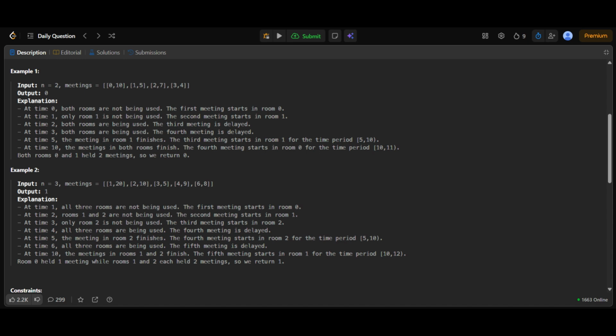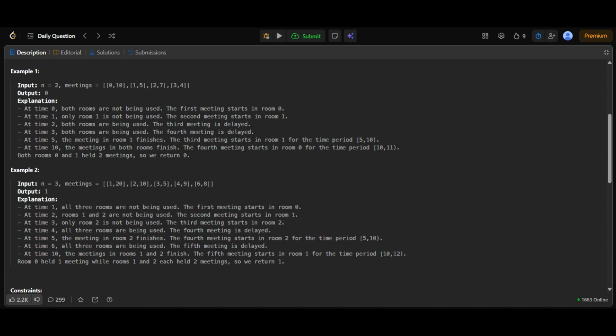Now when the meeting at time 2 tries to start, both rooms are already in use. Since there is no free room, the meeting is delayed rather than cancelled. The same thing happens with the meeting that starts at time 3. Both of these meetings wait until a room becomes available.